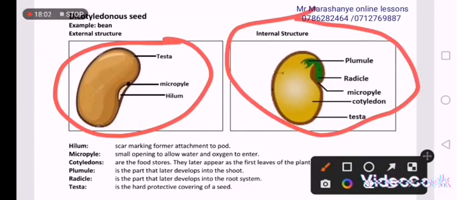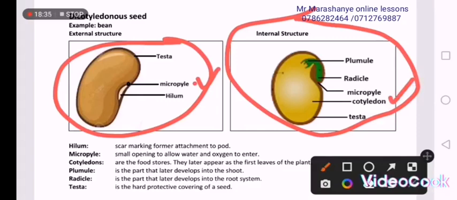Okay, so we will discuss the functions of the parts we see in the bean seed. There is the micropyle. What does the micropyle do? It allows water and oxygen to enter. Then there is the cotyledon. The function of the cotyledon is very simple, it stores food.